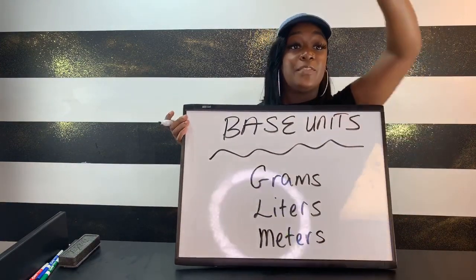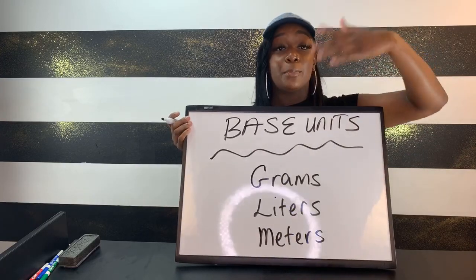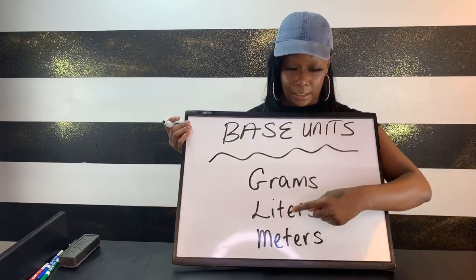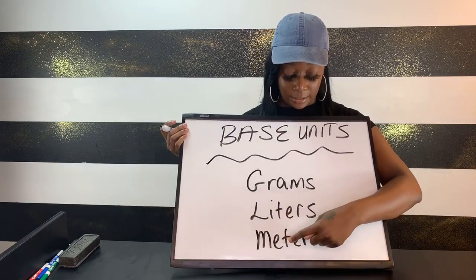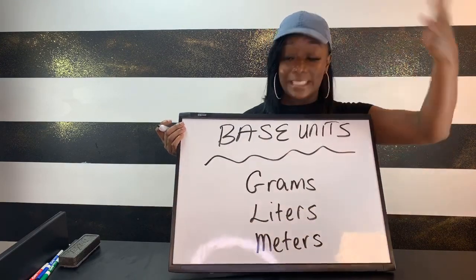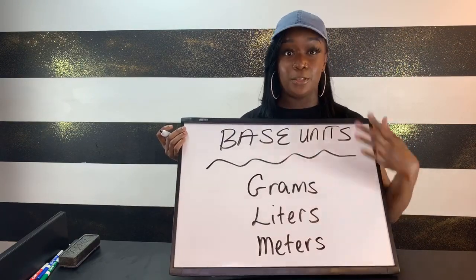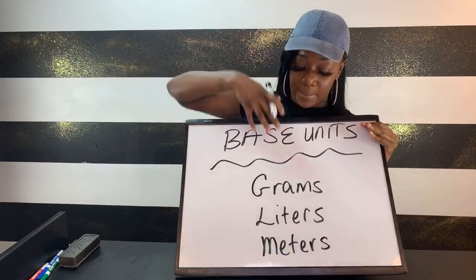So if we add our prefixes to it, like kilo, we have kilograms, kiloliters, or kilometers. If we had centigrams, centiliters, centimeters. So do you guys understand how the prefixes go with our base words?